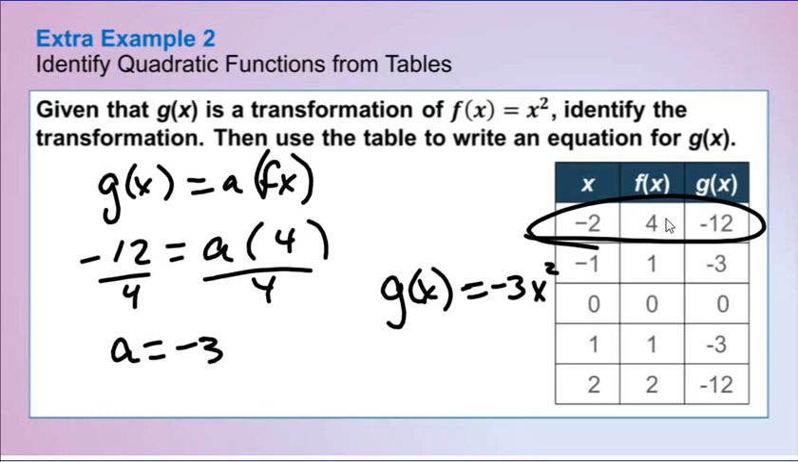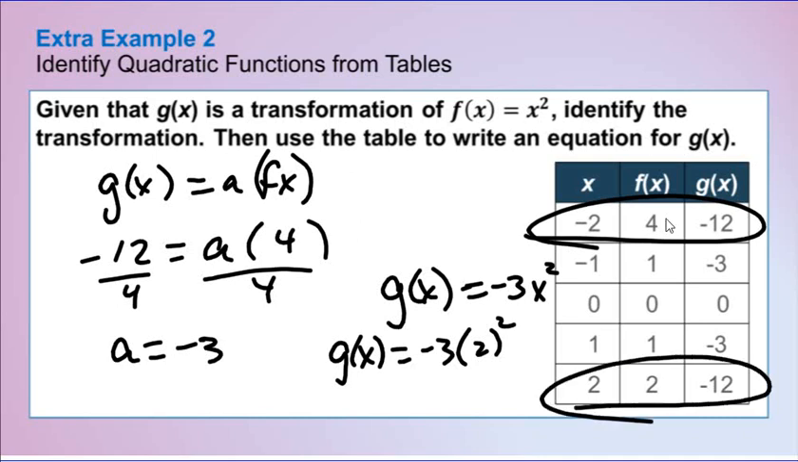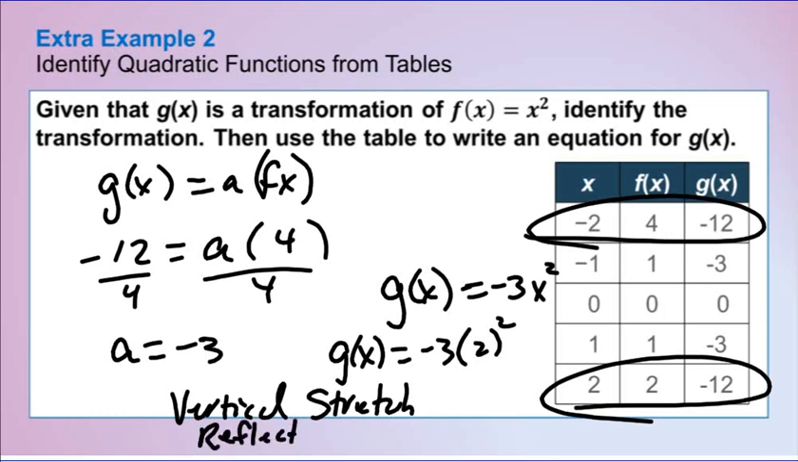And to test this out, g of x would equal, if I put -2 in, my x is 2 squared. 2 squared is 4. 4 times -3 is -12. So this one works here. Now the transformation here, this would be a vertical stretch, because it's on the outside of the parentheses and the absolute value is bigger than 1. Then there would be a reflection over the x-axis.